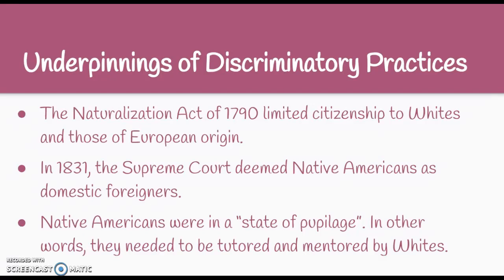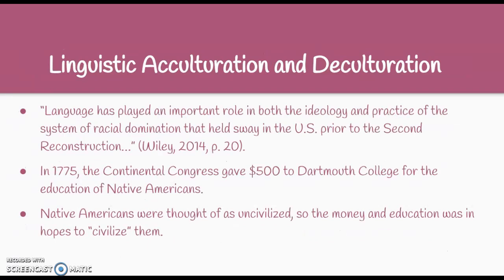So the Naturalization Act of 1790 limited citizenship to whites and those of European origin. Then, in 1831, the Supreme Court deemed Native Americans as domestic foreigners. They said that they were in a state of pupillage, which meant they needed to be tutored or mentored by whites in order to be civilized. This is where we begin linguistic acculturation or deculturation.